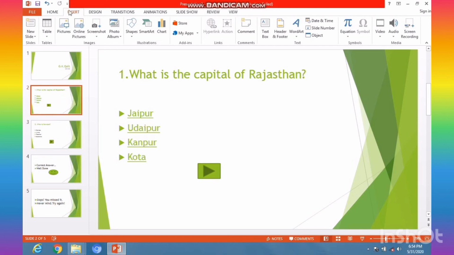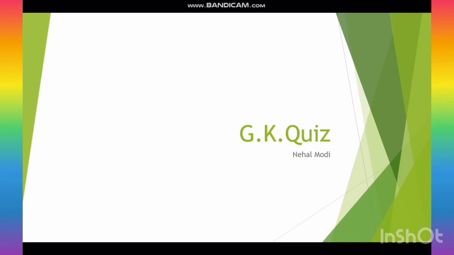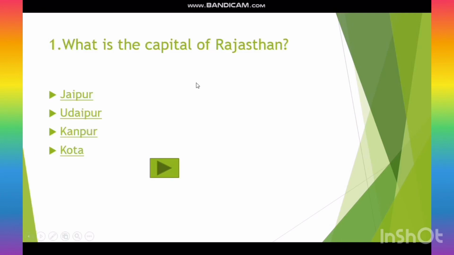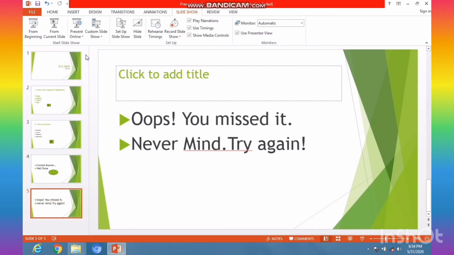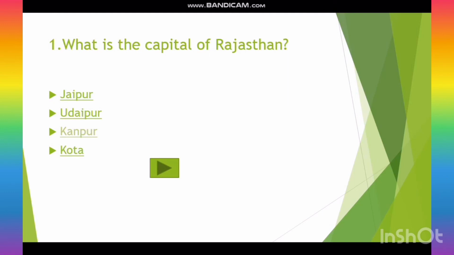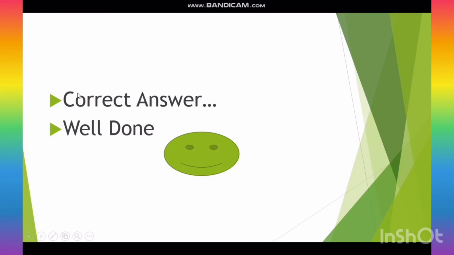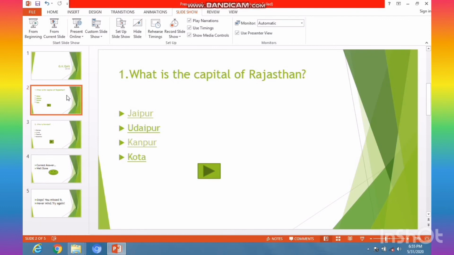So now I will go to the slideshow option, and from the beginning I'll play my slideshow. I'll go to the slide and just select the wrong option first, that is Kanpur. So as you can see, one music has come and the oops, you missed it, never mind, try again slide has opened. Now again I'll play, and now I will select the correct option, that is Jaipur. Okay, so with the music my slide is displayed. So here is the end of our presentation.